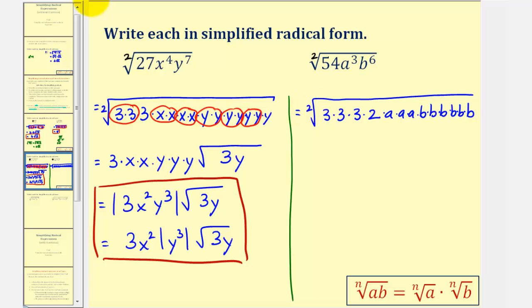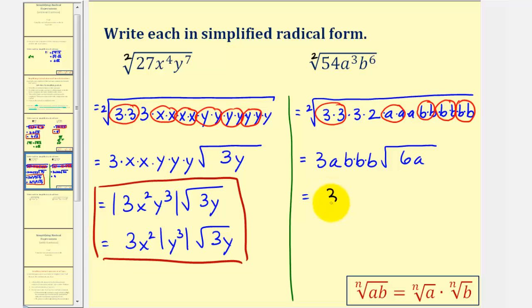So again, we'll circle groups of 2 equal factors. Here's a perfect square factor, here's a perfect square factor, as well as here, here, and here. And now we'll simplify, taking one factor from each group. So we have 1 factor of 3, because the square root of 3 times 3 equals 3. 1 factor of a here. Notice how we have 1, 2, 3 factors of b, and we're left with the square root of 3 times 2 times a, or 6a. So we have 3a b to the 3rd times the square root of 6a.